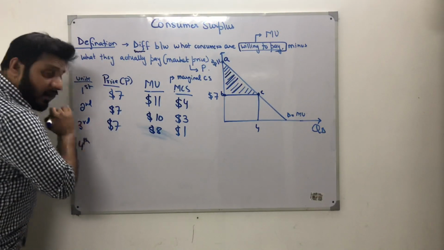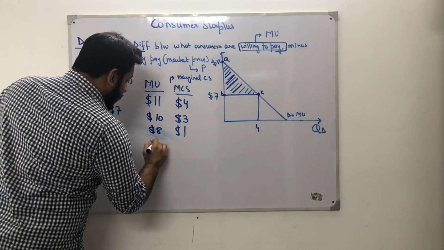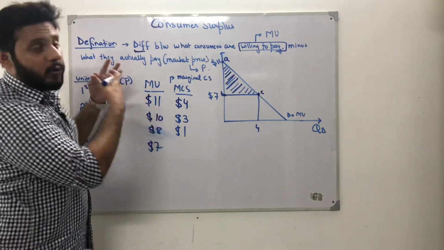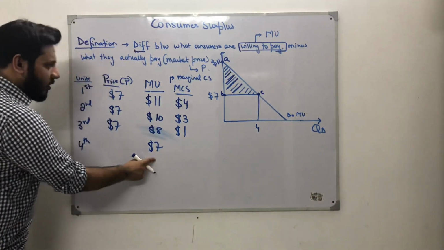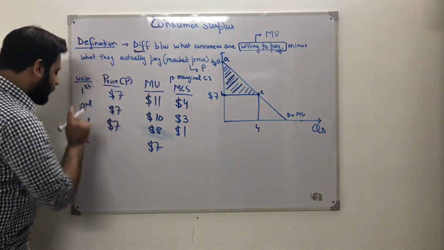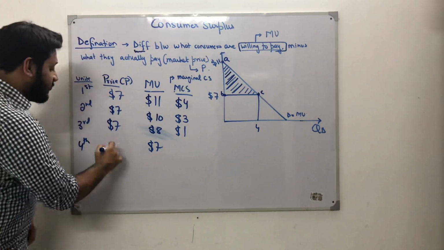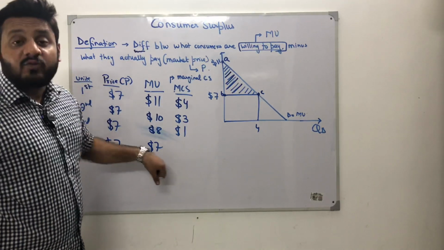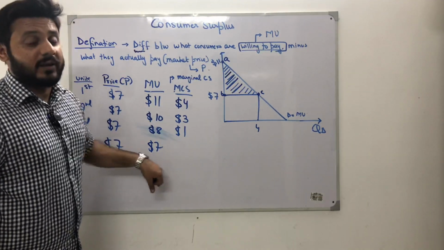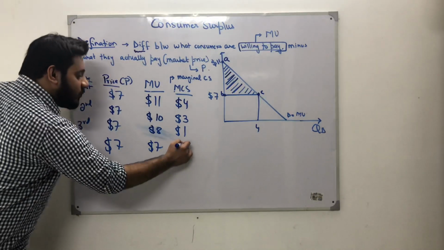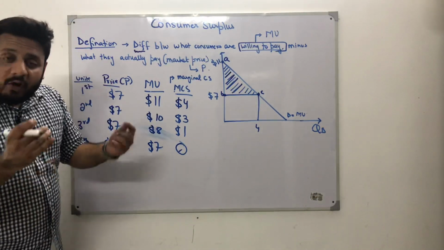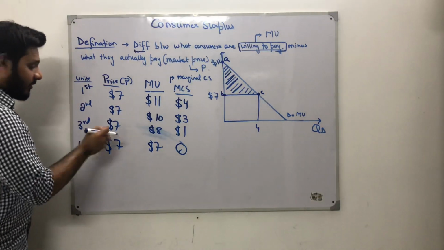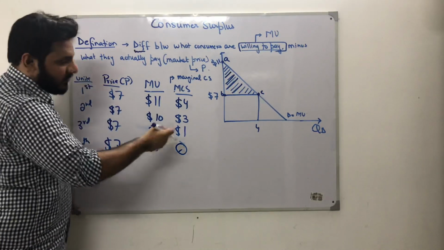Now the fourth chocolate would yield him a utility of, let's say, $7, right? These are all hypothetical figures that I have just assumed in order to explain the concept to you. So $7 is the utility that the consumer will gain from the consumption of the fourth chocolate. Now the fourth chocolate is worth how much? The fourth chocolate is worth $7, which means there is no consumer surplus that the consumer is going to gain, which means that the consumer surplus is actually zero, which also means that there is no welfare gain for the consumer, because the fourth chocolate cost him $7, he was willing to pay $7, so there's no welfare gain.